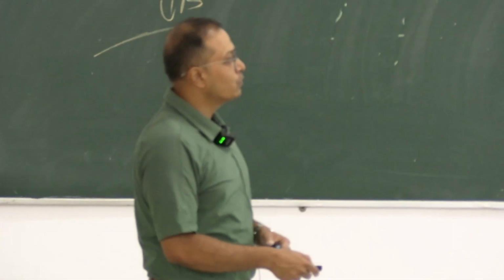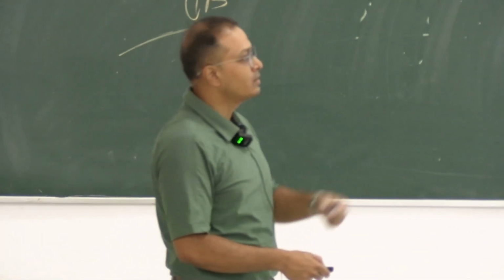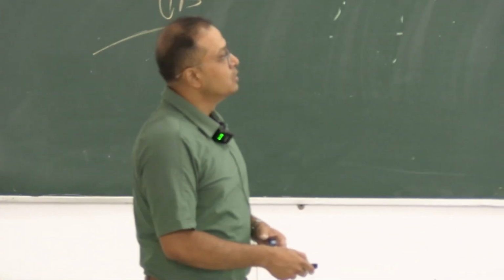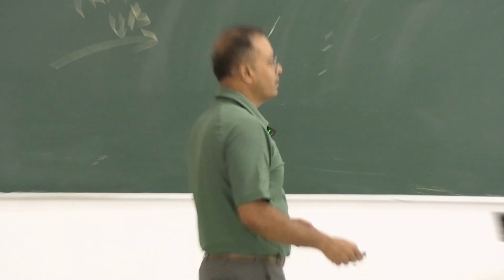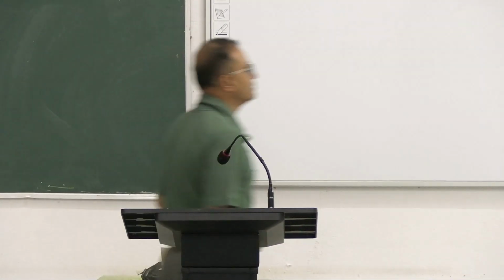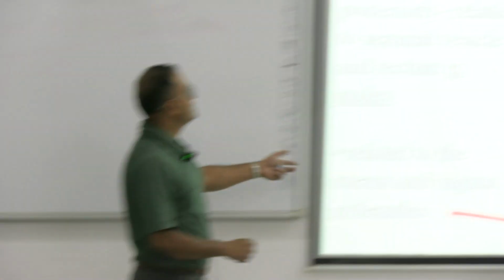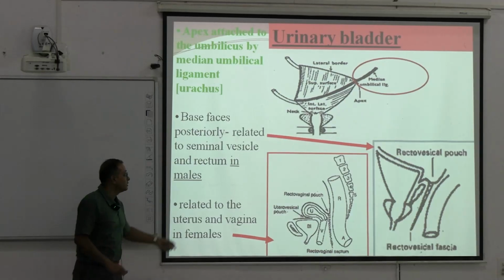Along with that, we have the ejaculatory duct coming over here, which is the vas deferens. So in male subjects, we have the vas deferens and the seminal vesicle present at the base, the posterior surface of the bladder.